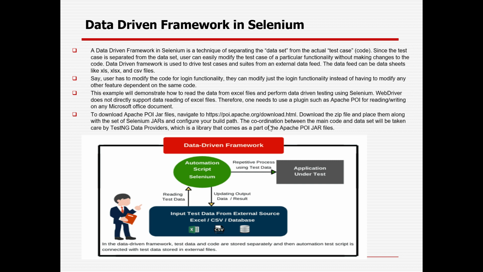So this is the diagram for the data driven framework. You can see the data will be in different entities: CSV file, Excel, Notepad, or database. Your code will interact with the data sheet and external sources, reading or writing the data, and then your code will work with the application under test, AUT. So in the data driven framework, test data and code are stored separately, and the automation test script is connected with the test data stored in an external file.